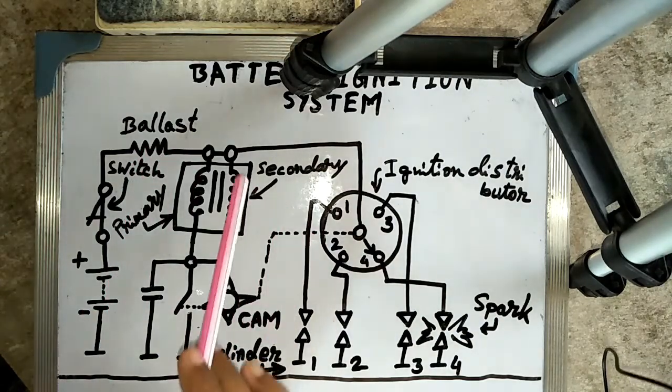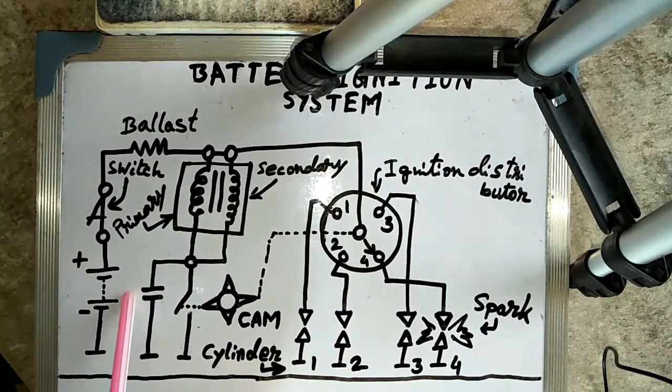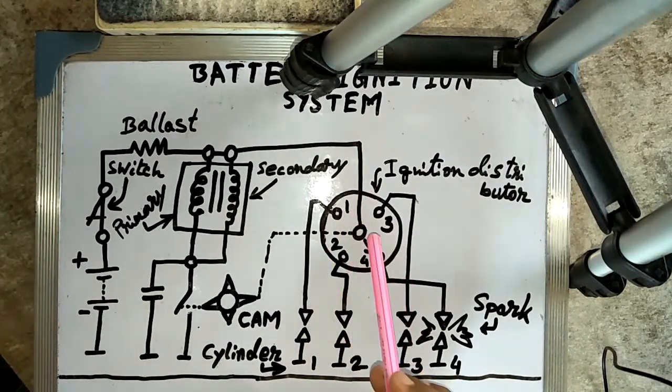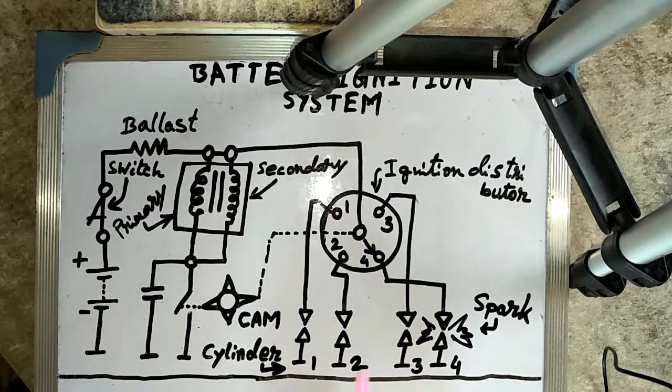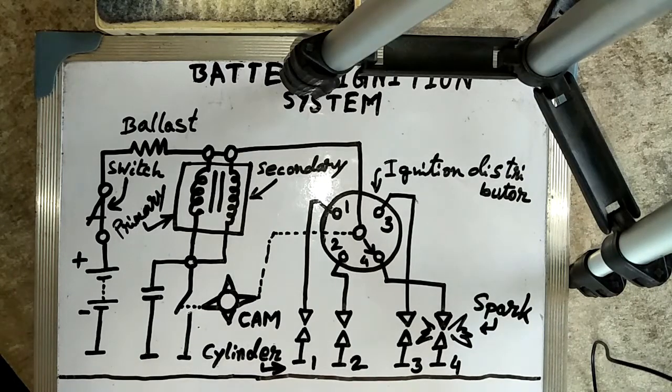Then the ignition coil, with primary and secondary, both sides. Contact breaker. Capacitor. Distributor. And the last one is the spark plug. These are the spark plugs: number 1 is the spark plug for the first cylinder, this one is for cylinder number 2, this one is for cylinder number 3, and this one is for cylinder number 4.